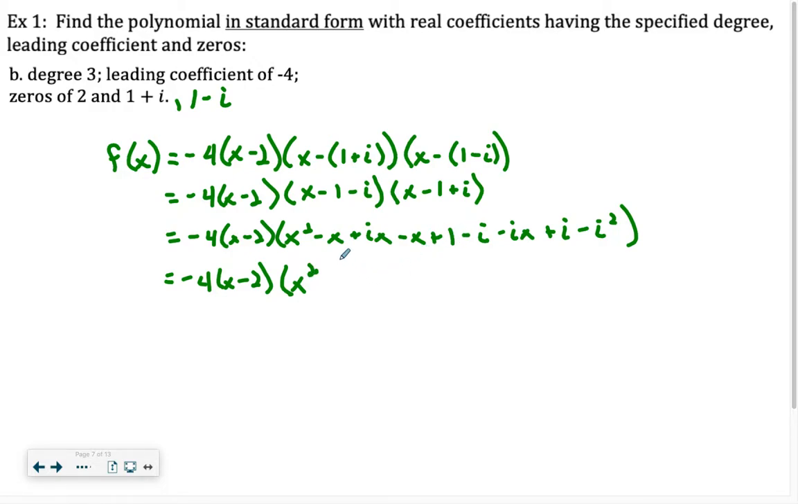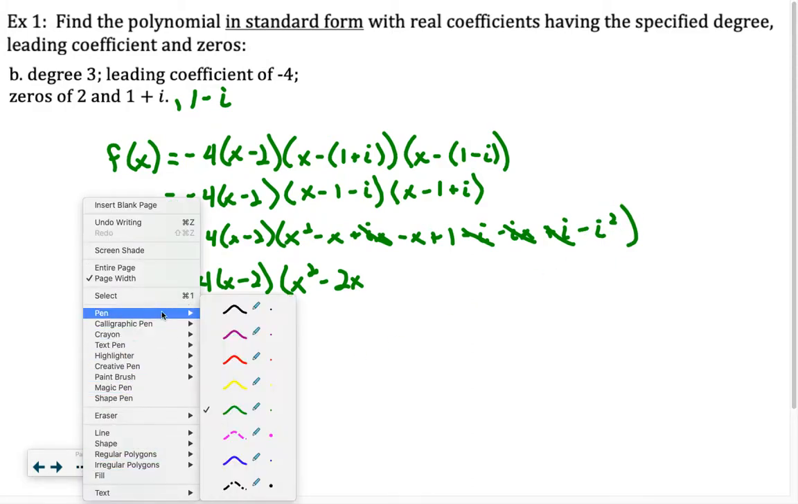Then I've got negative x minus x. So that would be minus 2x. Okay, so we've taken care of those. Then I've got plus ix minus ix. Those are going to cancel out. Then I've got, let's see, minus i plus i. Those cancel out. And then I actually just have 1 minus i squared.